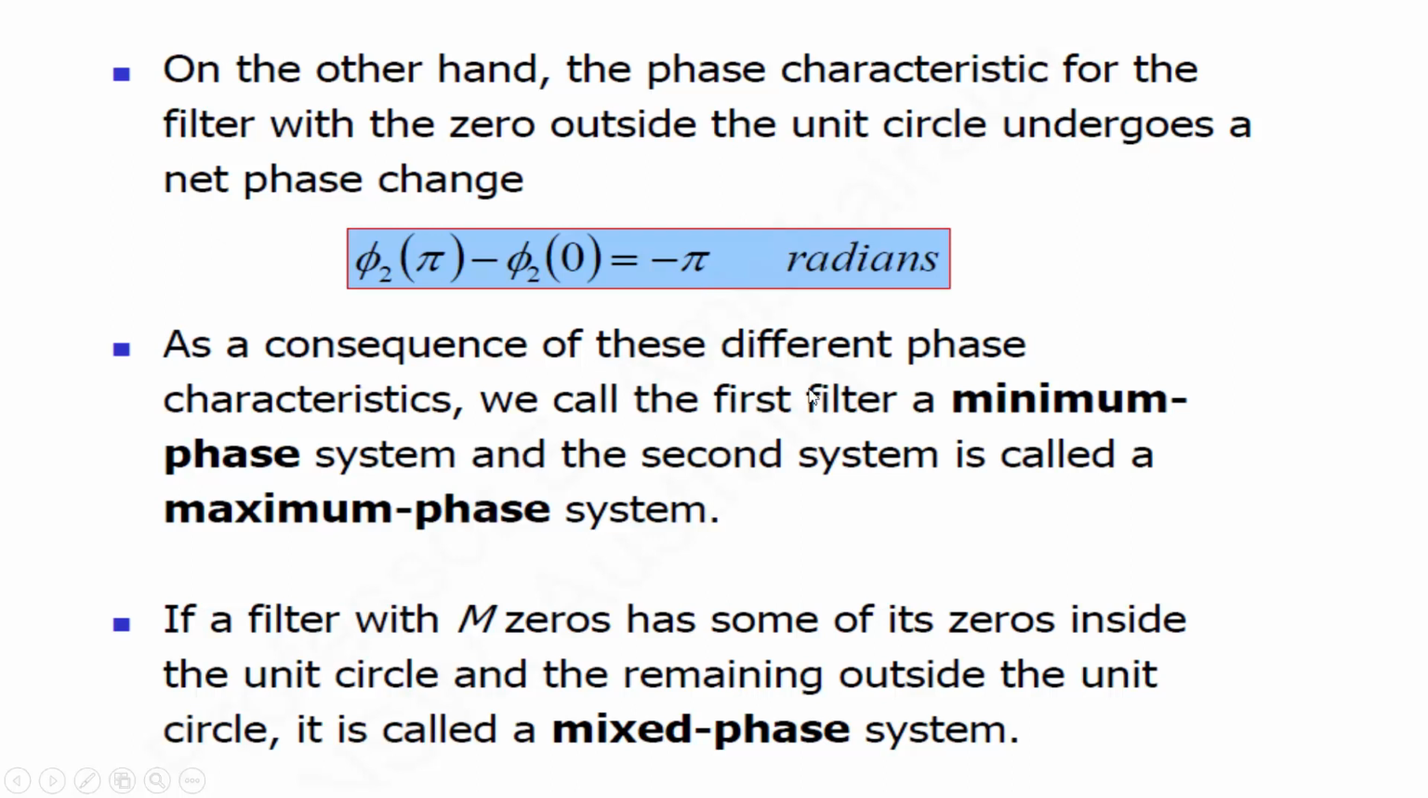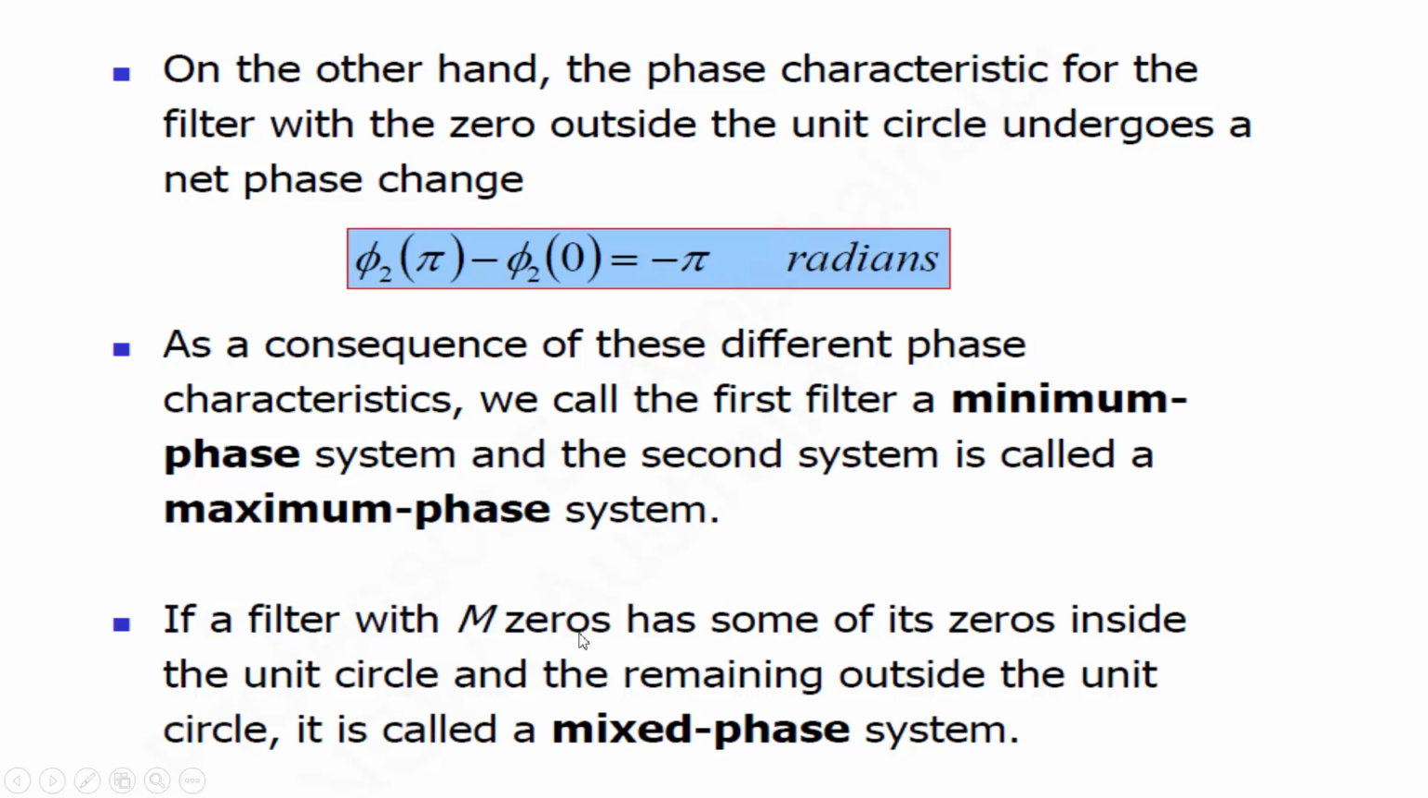As a consequence of these different phase characteristics, we call the first filter a minimum phase system because the zero is inside the unit circle. The second system is called a maximum phase system because the zero is outside the unit circle, but there is a relationship between the zero for the first system and the zero for the second system.